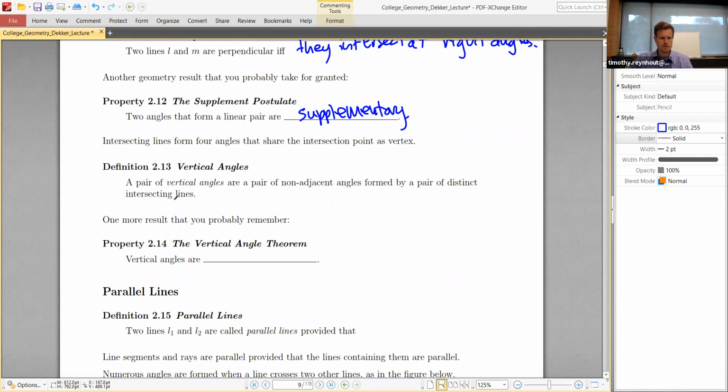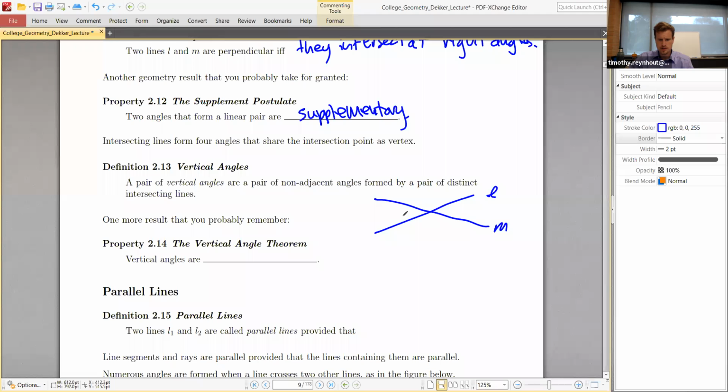So here's something that might be new. A pair of vertical angles are a pair of non-adjacent angles formed by a pair of distinct intersecting lines. So that's a little bit interesting sounding. So let's draw a pair of intersecting lines here. Let's call this line L and this line N.